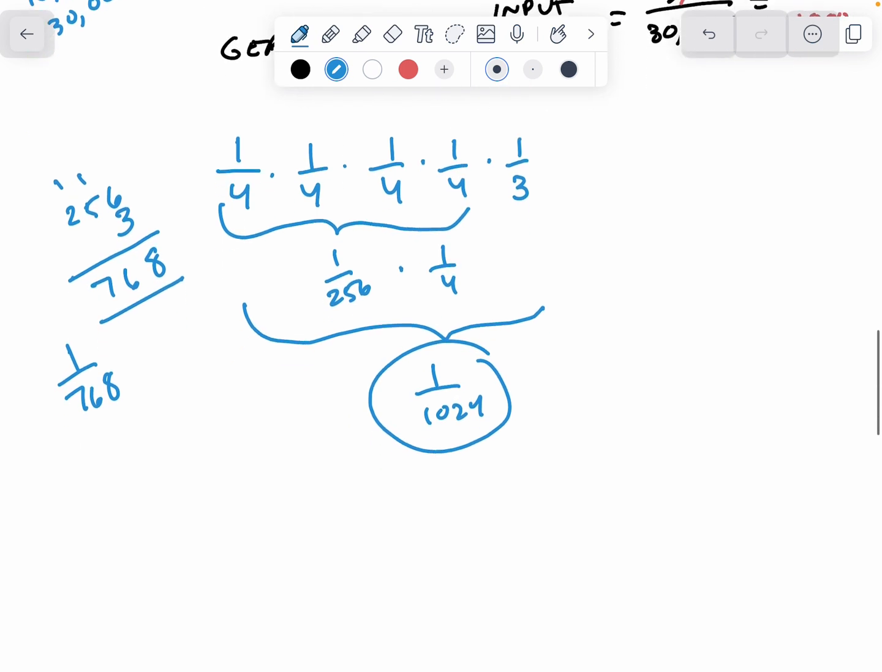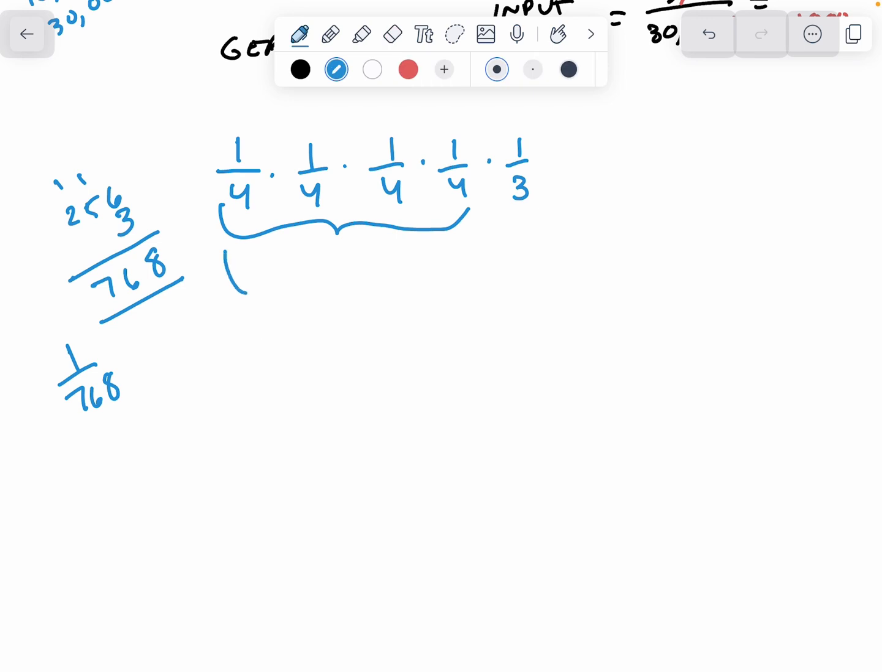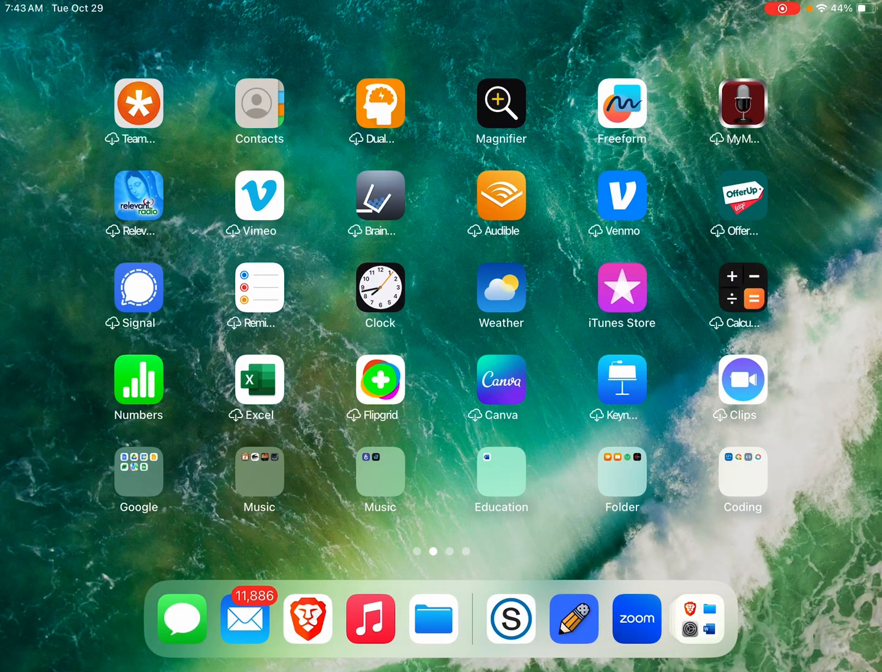Here we can check our work. If we had chosen the 1 to 3 instead of the 1 to 4, even though the 1 to 4 gave us closer to 1,000, this gives us 1 over 768. So now we can check it. We set our input times the inverse of our gear ratio equal to our output. Our input's 30, the inverse of the ratio is 768, and that's going to give us our output. So if we get our calculator out, 30 times 768.